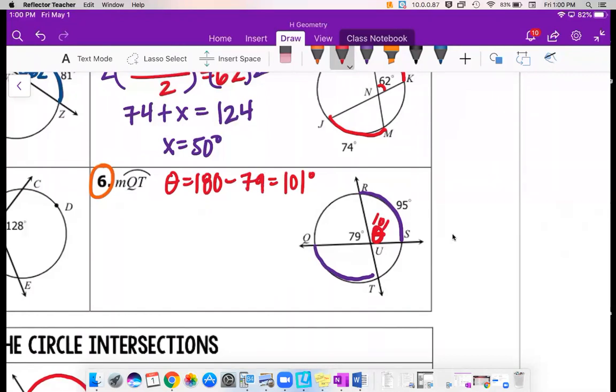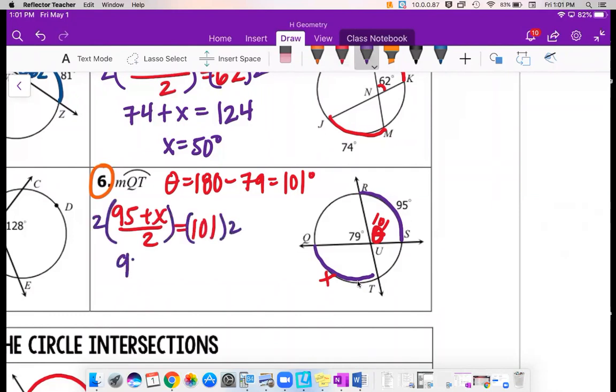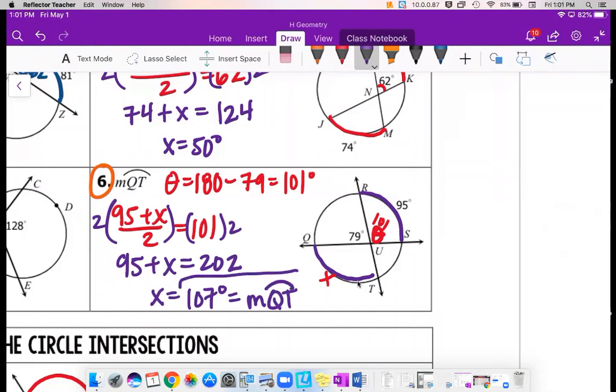Let's label this X again. You know that 95 plus X divided by 2, your 2 intercepted arcs, so this plus this divided by 2, should equal 101. And then you're just going to solve for X. So start by multiplying both sides by 2 to get 95 plus X is equal to 202. And then subtract 95, so you get X is 107. So the measure of arc QT is 107 degrees.